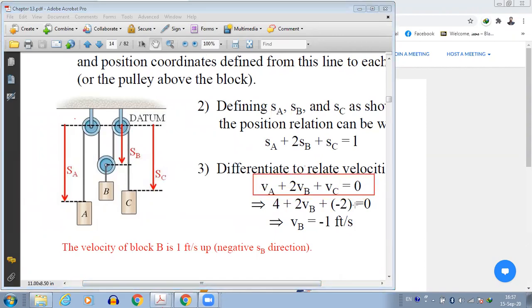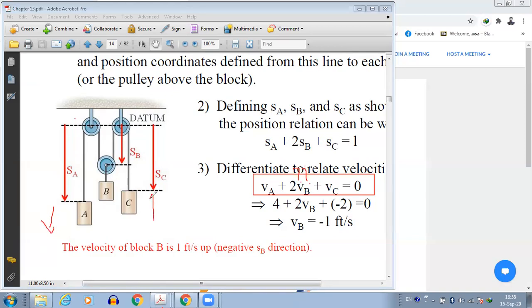Before moving forward, is there any student who does not understand how we came up with this equation? Okay, that means everybody understood. Let's move ahead. Now we need to find the velocity VB, and we already have velocity VA and VC. A was moving down, C is moving up.